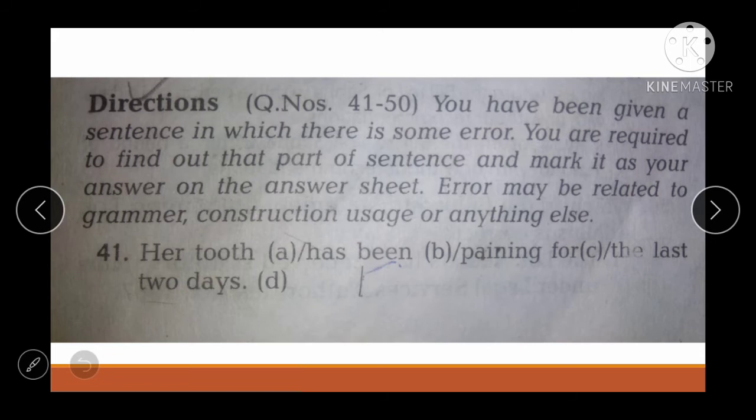All right, so here are some questions. Of course, they are not related to modal verbs, but these are spotting the errors, which are an essential part of any competitive exam. Let's see the directions. You have been given a sentence in which there is some error. You are required to find that part of the sentence and mark it as your answer on the answer sheet. Error may be related to grammar, construction of sentences, or anything else. So what you have to do is find the incorrect word or incorrect pairing here.